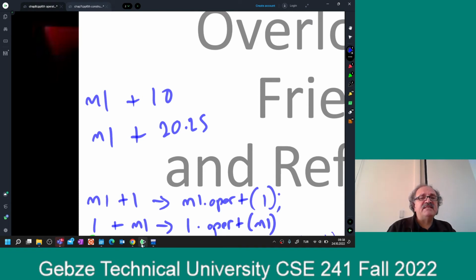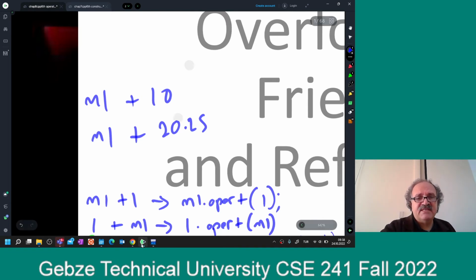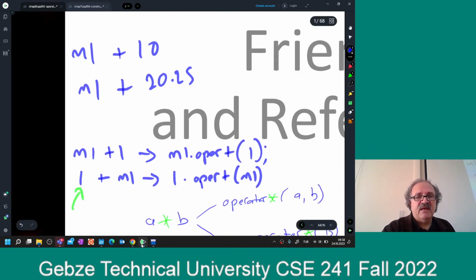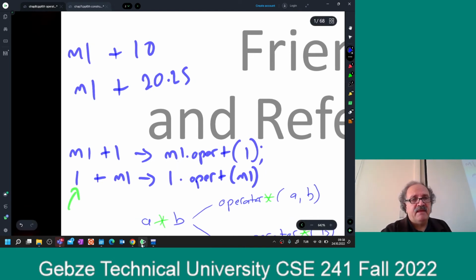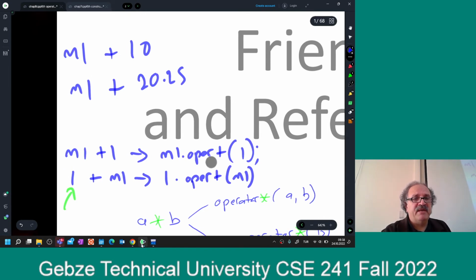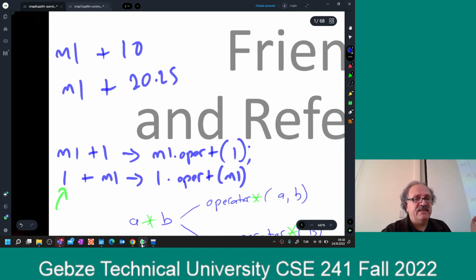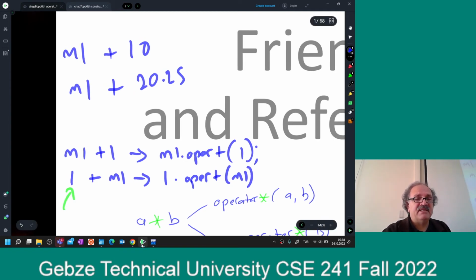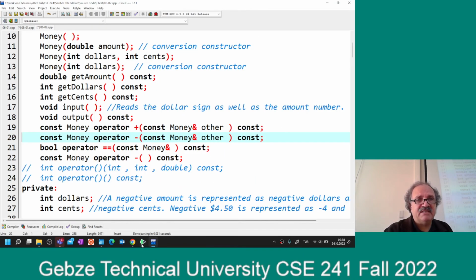The compiler says that whenever it sees this one, is there any operator that I can call with M1 dot operator plus integer? No, I didn't define it. So what do I have? I have M1 dot operator plus another money object. So can I make a money object out of an integer? And the answer is yes.